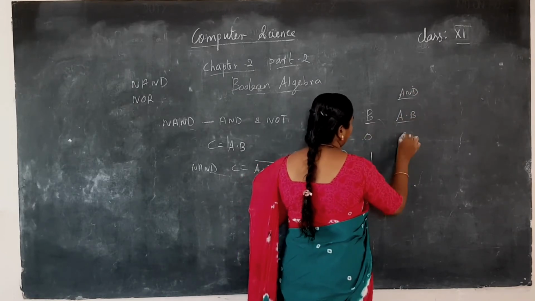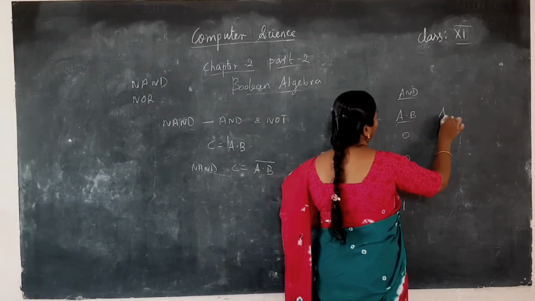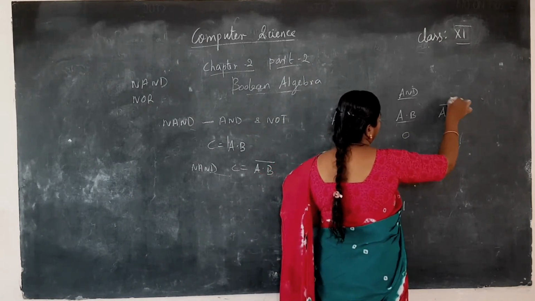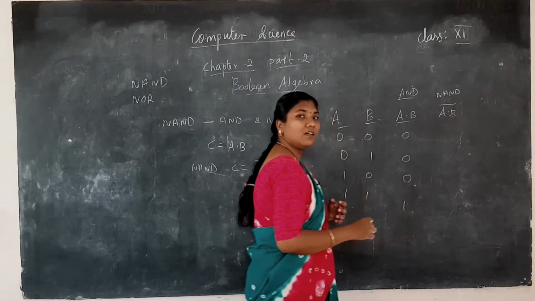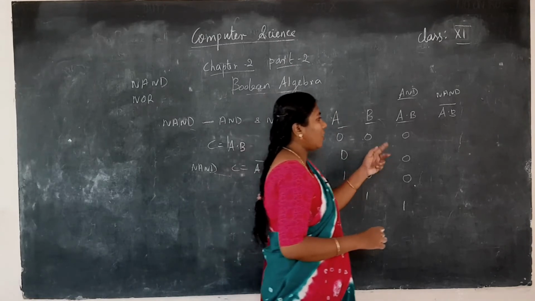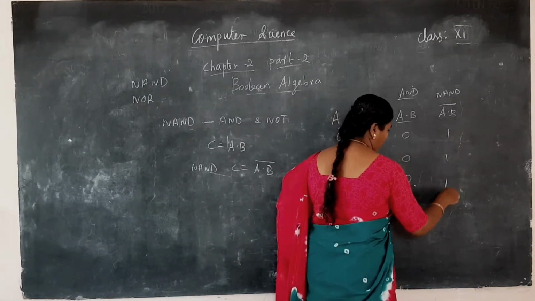So for A dot B: 0 0 0 1. Now I am going to apply NOT to A dot B, that is NAND. I am going to find the complement, or the NOT process, of A dot B. So 1 1 1 0.